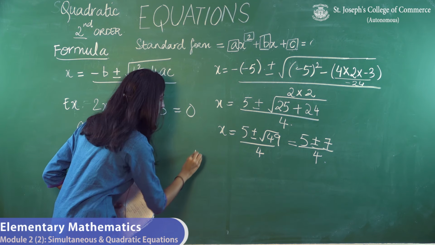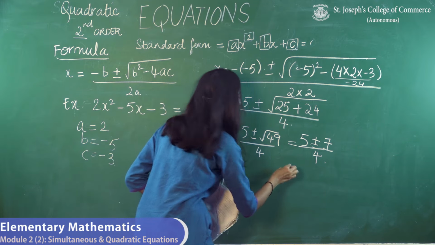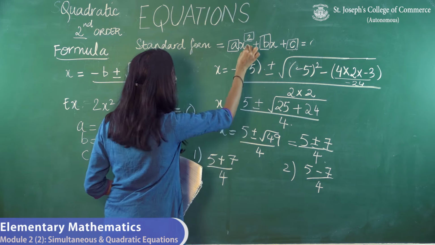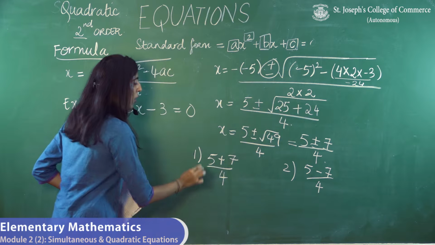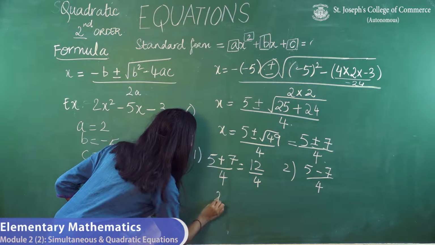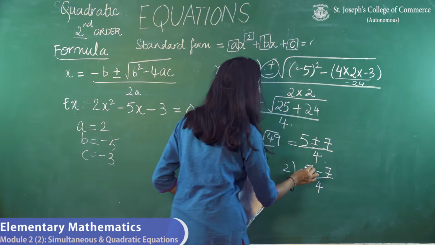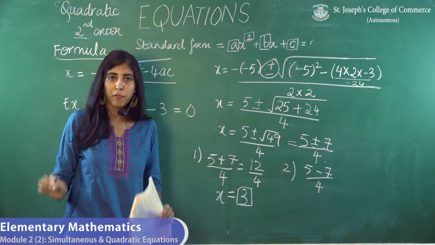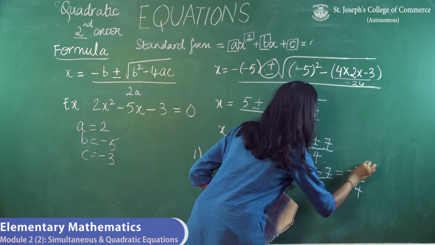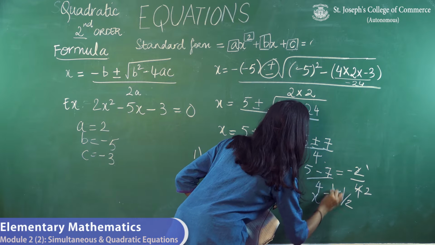For the first root, you write 5 plus 7 divided by 4, and the second root will be 5 minus 7 divided by 4, which is where this plus or minus gets incorporated. So 5 plus 7 divided by 4 will give you 12 divided by 4. Therefore, x is equal to 3. The second one, 5 minus 7 divided by 4, is minus 2 divided by 4. 2 ones are 2, 2 twos are 4. Therefore, x is equal to minus half.